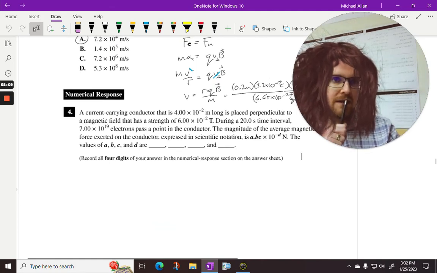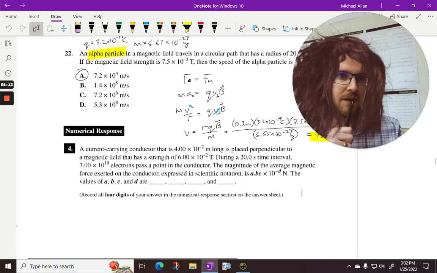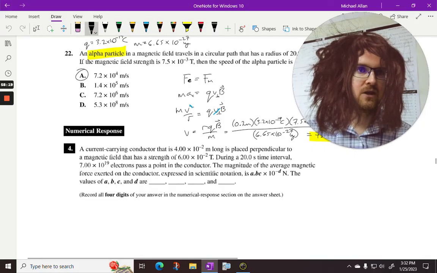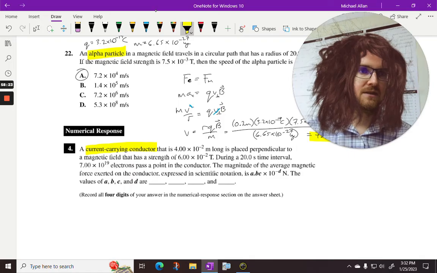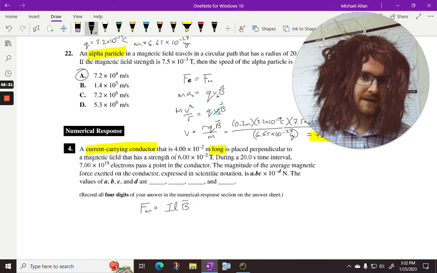Current carrying wire is placed perpendicular to a magnetic field during the 20-second interval. Blah passes by this conductor. What's the average magnetic force on this in this case? So we got a wire, current carrying wire conductor, right? It's very specific length. It's this long, right? So this is going to be my FM is equal to ILB formula here.